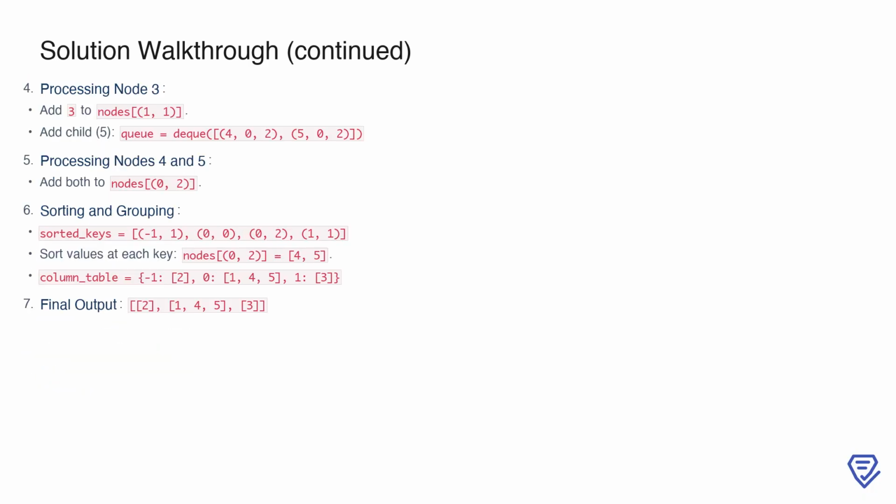For node 3, we update the dictionary with its value at column 1 and row 1, and enqueue its left child, node 5, at column 0 and row 2. Finally, we process nodes 4 and 5, which both occupy column 0 and row 2. Their values are added to nodes under the same key, and we ensure these values are sorted as 4, 5. After sorting the keys as -1, 1, 0, 0, 0, 2, 1, 1, we group the values by column to get the output 2, 1, 4, 5, 3. This example illustrates how nodes sharing the same column and row are handled by sorting their values before grouping.